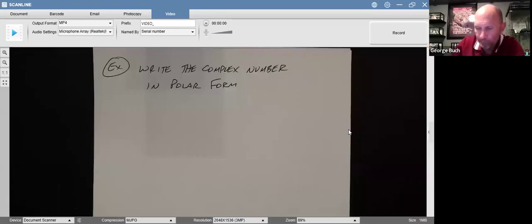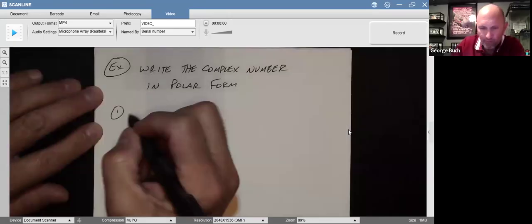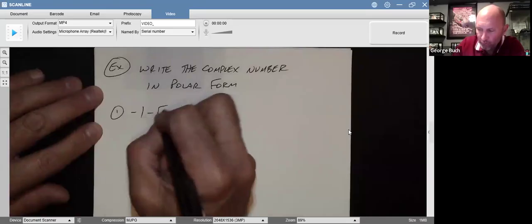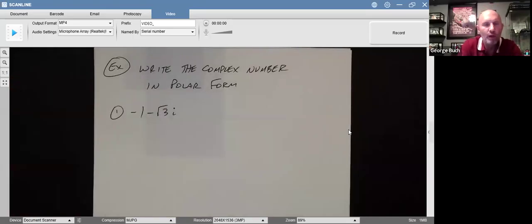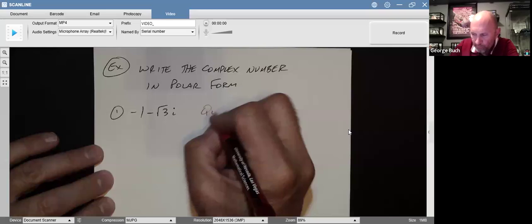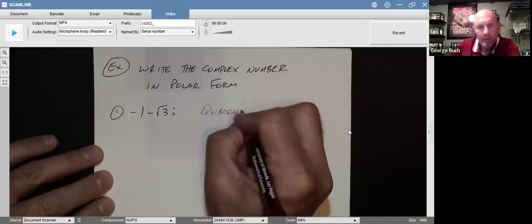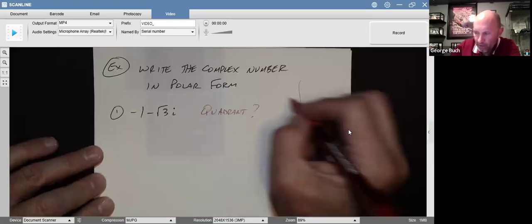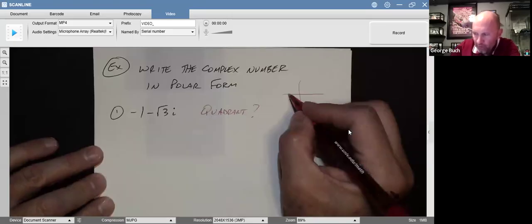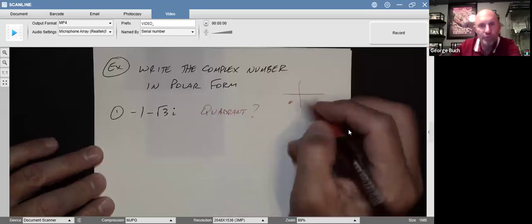So the first one is -1 minus root 3i. Before I begin this, I'm going to ask myself, which quadrant am I in? My A is negative, my B is negative. So I'm down here in quadrant 3.